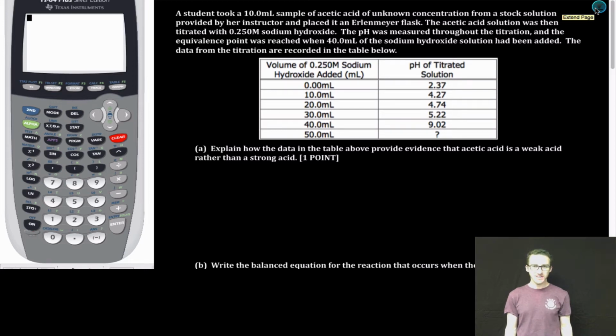Who is ready for some free response practice? A student took a 10.0 milliliter sample of acetic acid of unknown concentration from a stock solution provided by her instructor and placed it in an Erlenmeyer flask.